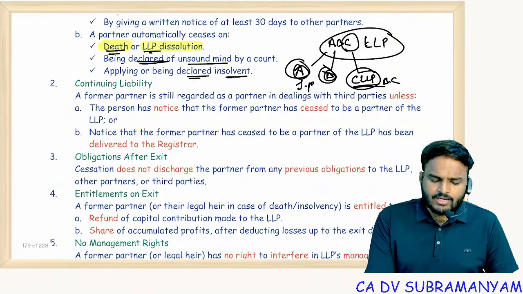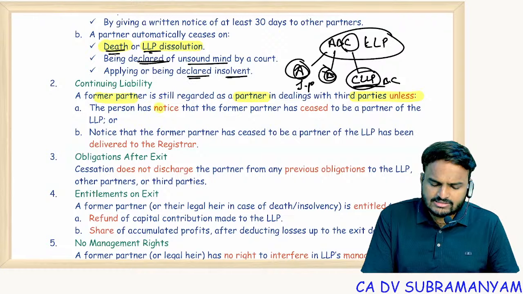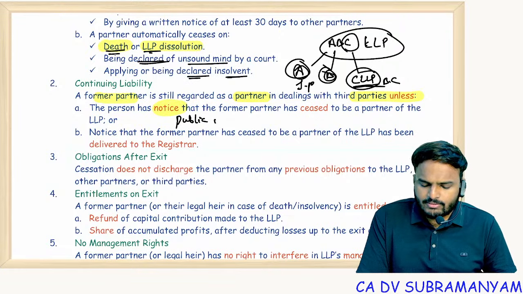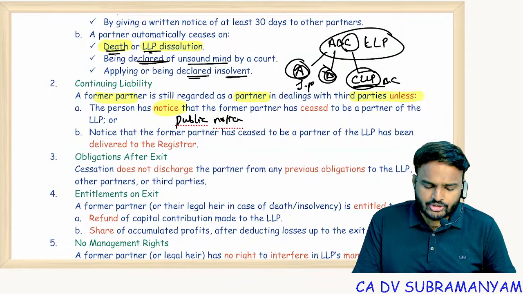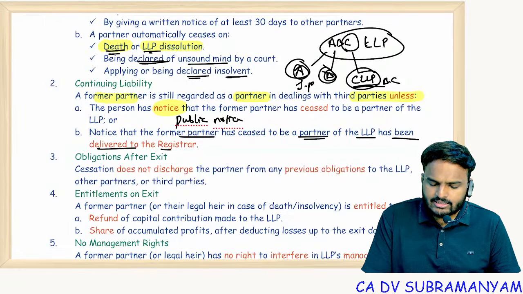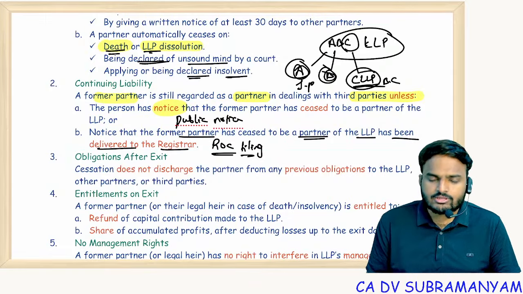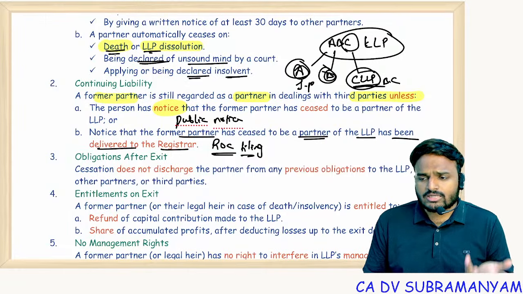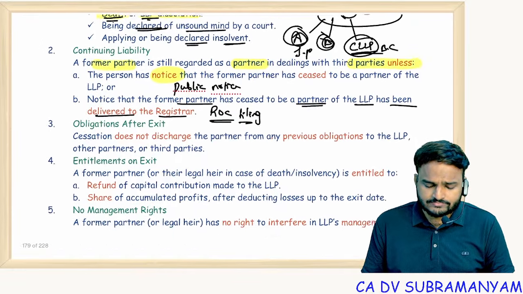A former partner, that means the outgoing partner, is still regarded as a partner in dealing with a third party unless he has given a notice to the public. So simply, public notice. Until he gives public notice, he will be treated as a partner. Accordingly, his liability will continue. Or notice that the former partner has ceased to be a partner of the LLP has been delivered to ROC. ROC filing. Either give notice to the public or file it with ROC, because if you file a document with ROC, it becomes a public document. So your termination will be effective from the date you file the form with ROC.